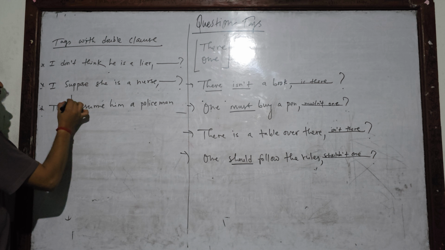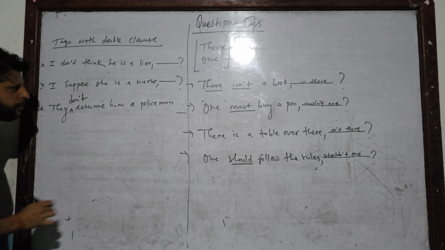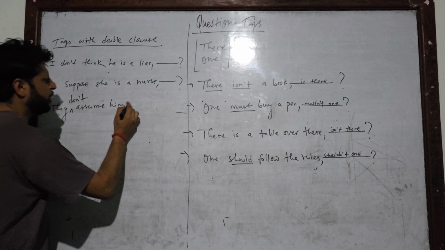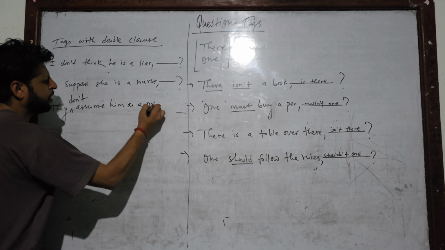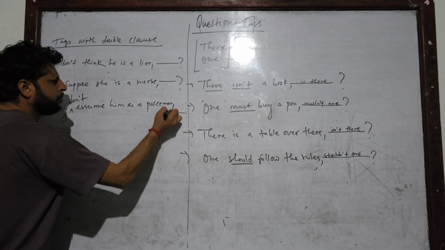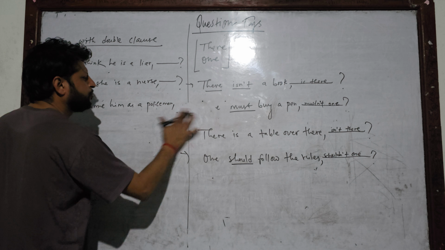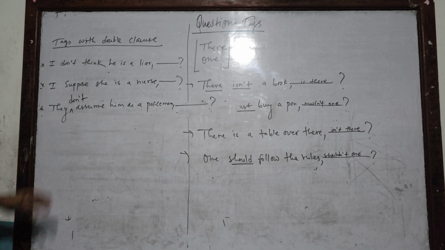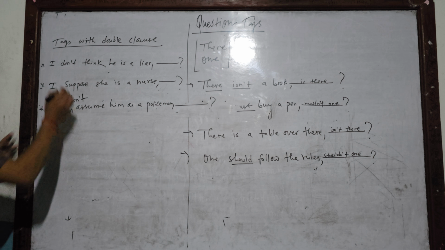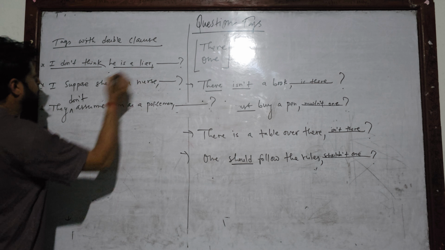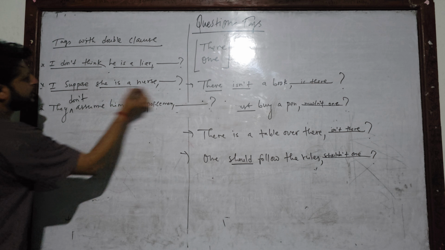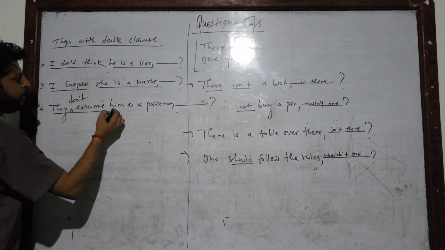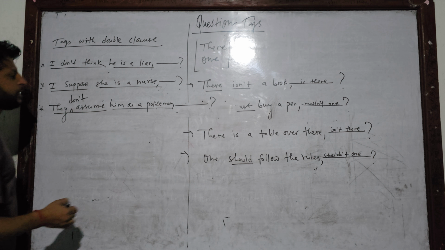They don't assume him as a policeman. So, let's see here. These are the tags with double clauses. This is the first clause, this is the latter clause. I suppose, this is one, this is another one. They don't assume him as a policeman.